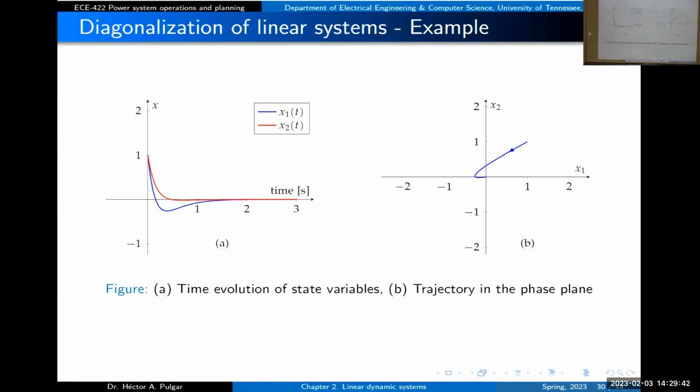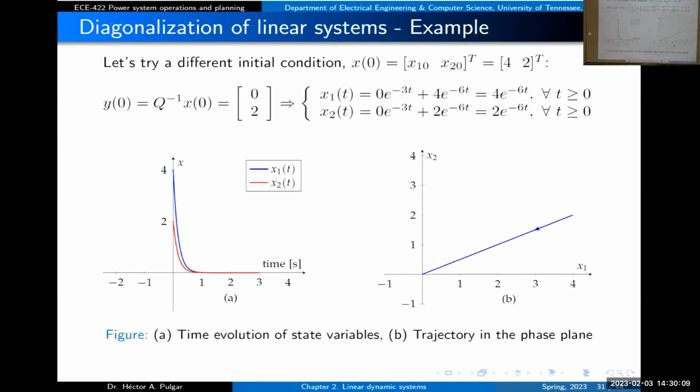So can we get the solution if we start from a different initial condition? We started from (1, 1). Can we start from (0, 1)? Yes. We need to replace the value and calculate it and see what we get. And probably we will get another trajectory. We need to study that. Can we start from here? Yes, we can do that. And we can try different initial conditions.